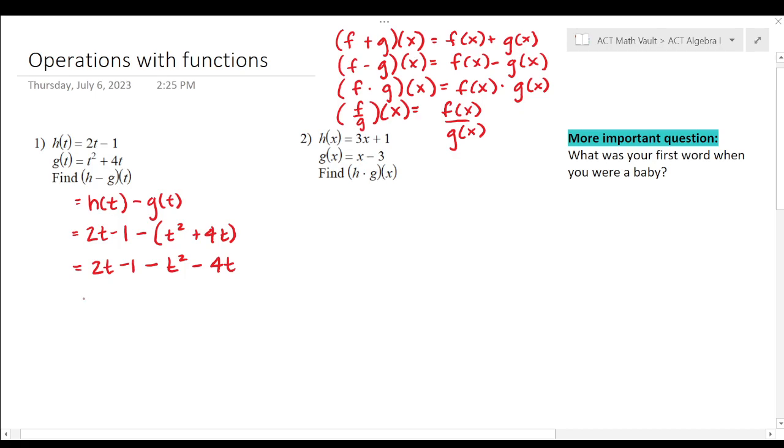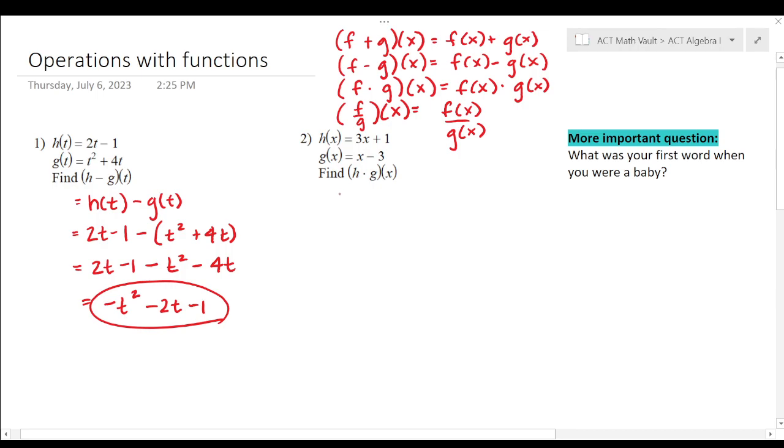And my last step is to combine. Now, a lot of students will get these first 3 terms correct, and then they'll put plus 4t here. So just be careful. Let's write this in standard form. So negative t squared and then minus 2t, you know, these two are like terms, and then minus 1. Final answer.